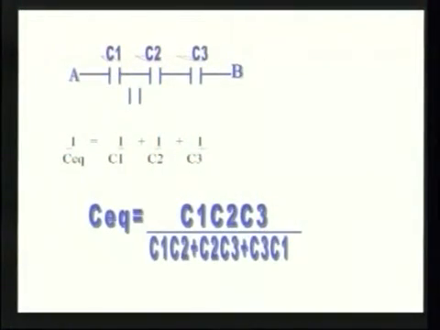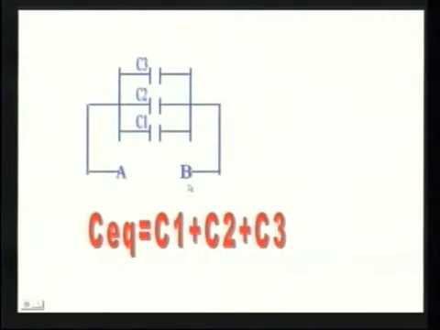Let us see the effect of capacitance connected in series. Between A and B, 3 capacitances are connected. The equivalent capacitance is 1 by C equivalent equal to 1 by C1 plus 1 by C2 plus 1 by C3. The C equivalent equals C1 C2 C3 by C1 C2 plus C2 C3 plus C3 C1. If the same capacitances C1, C2, C3 are connected in parallel between A and B, the C equivalent equals C1 plus C2 plus C3.